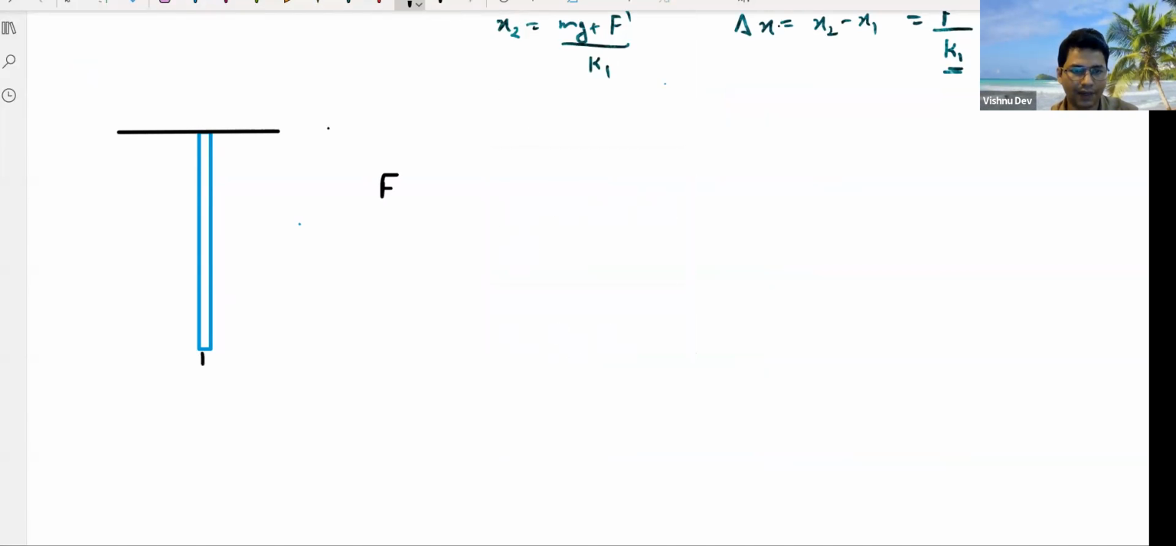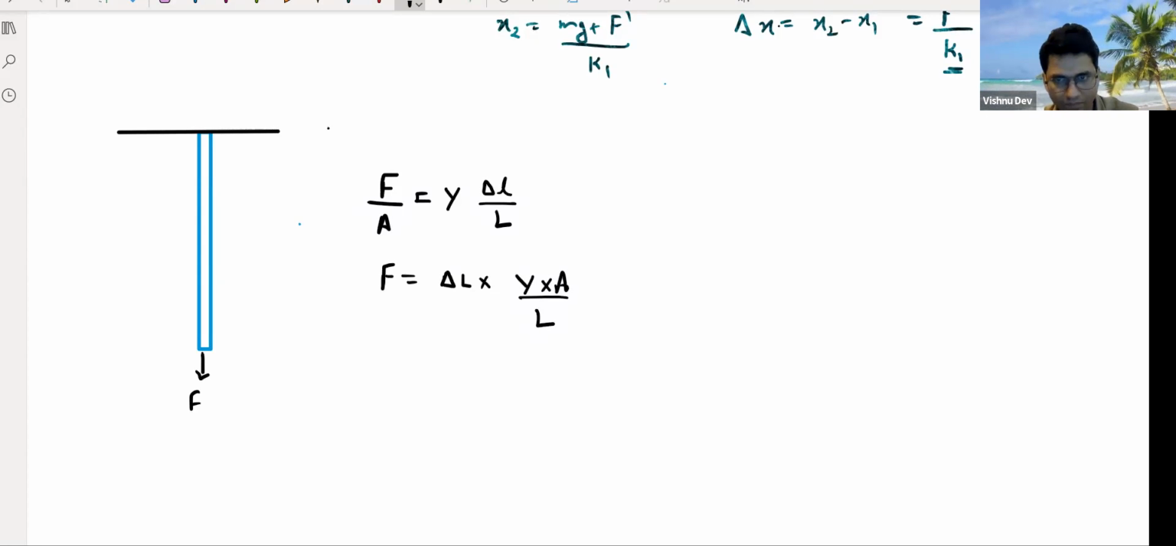delta L? Suppose force F is applied here, what is the change in length? So I know that F by A is equal to Y delta L by L. Yes or no? Correct. Very good. So if I have to rearrange this, can I say F is equal to delta L into Y into A by L? Yes or no?